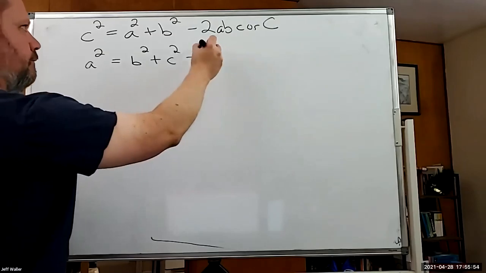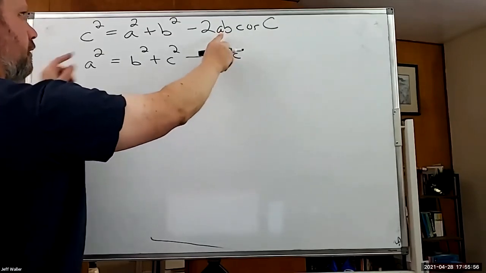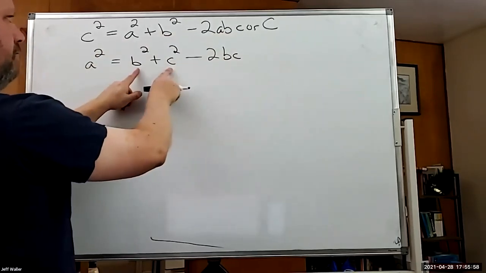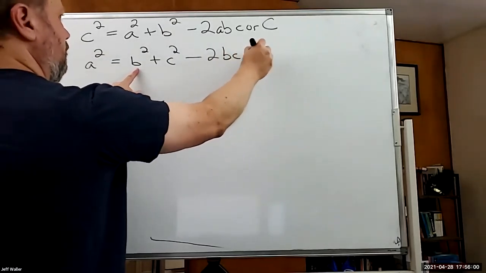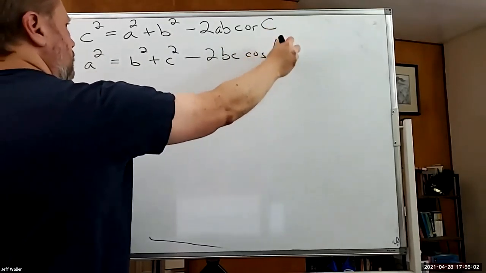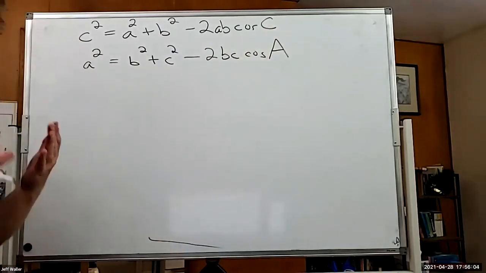Minus 2bc cosine A. Right? Once you see the form.